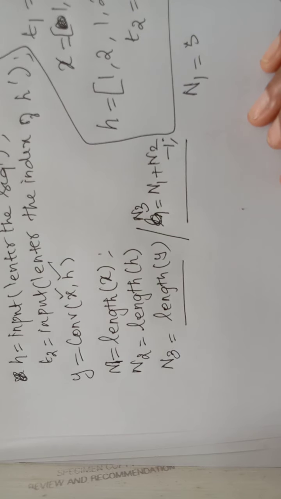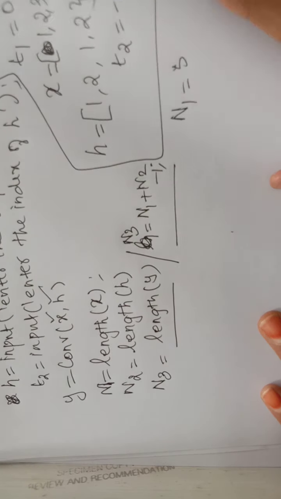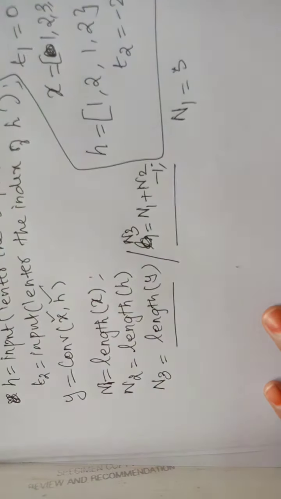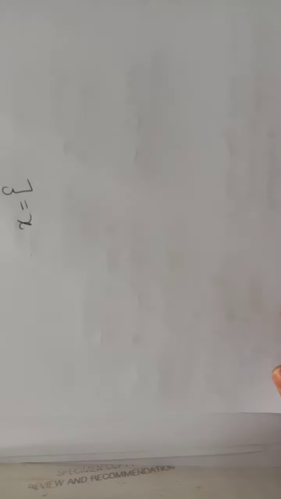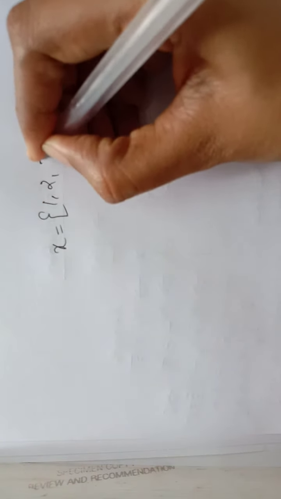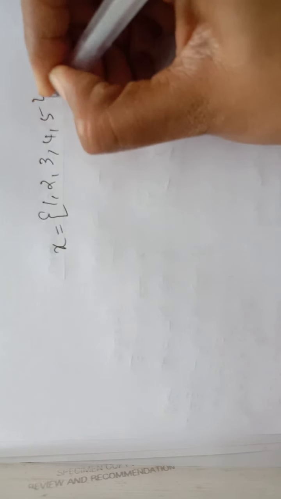Need to plot these three signals like this. Okay, so this is the concept we have written. Now we will see how to plot these signals. So what is the functionality of x? X is 1, 2, 3, 4, 5.